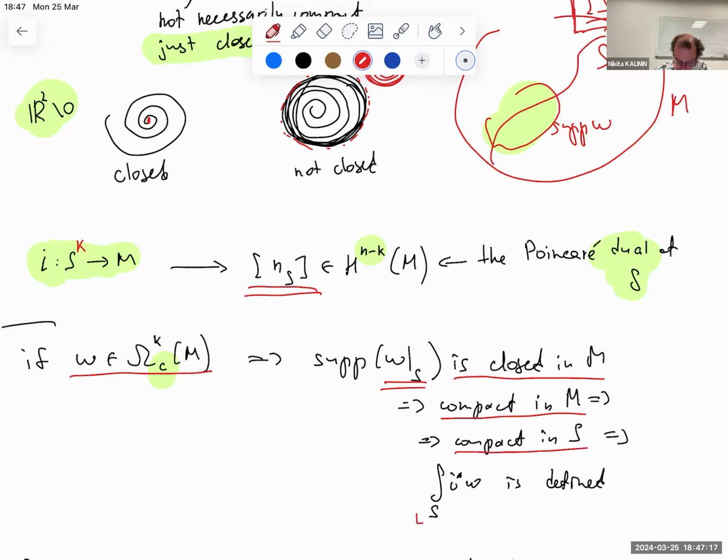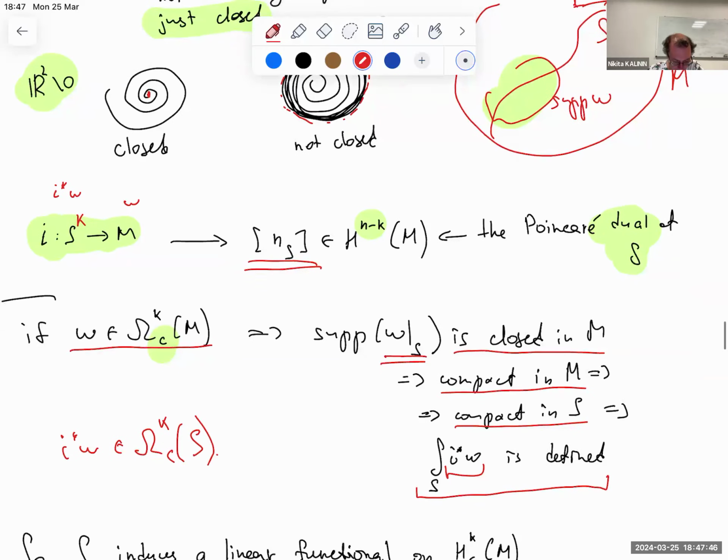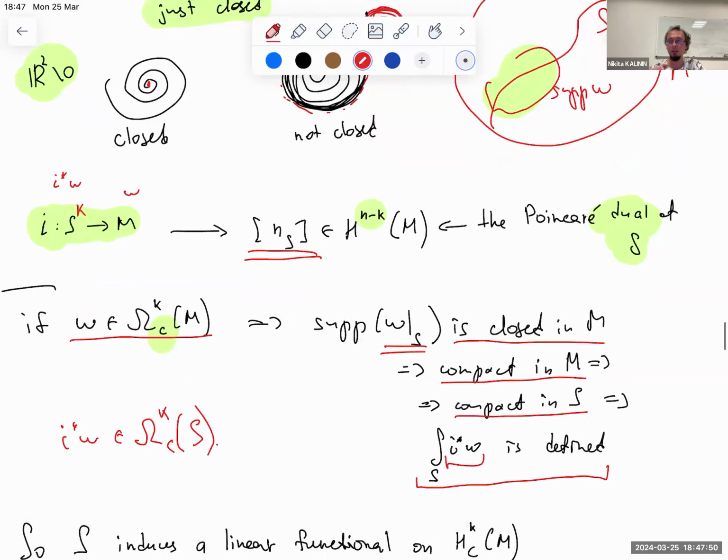Well, so it means that if you want to integrate this omega over S, it's well defined. Okay, so it means that the pullback of omega will be a k-form with compact support in S. And since your S has dimension k, it gives you a number. That's just a number.